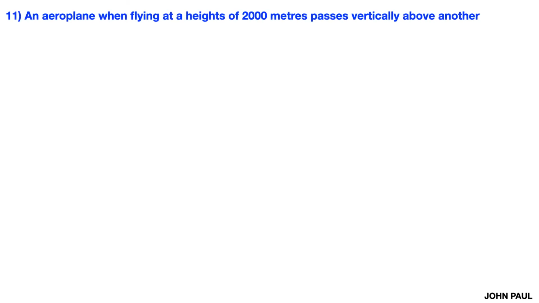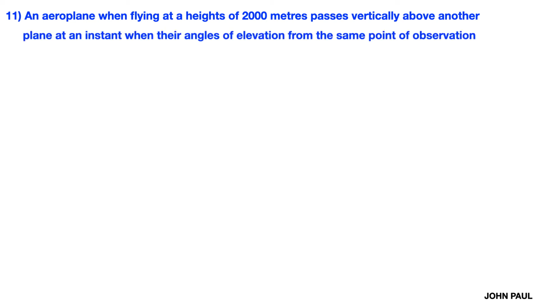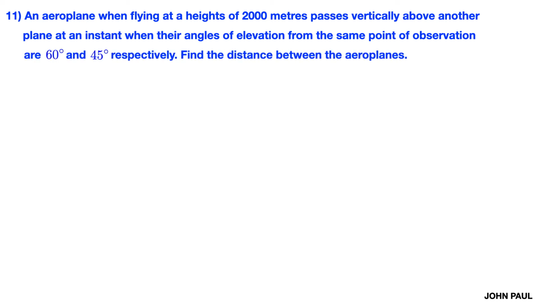An aeroplane when flying at a height of 2000 meters passes vertically above another plane. At an instant when the angles of elevation from the same point of observation are 60 degree and 45 degree respectively, find the distance between the aeroplanes.